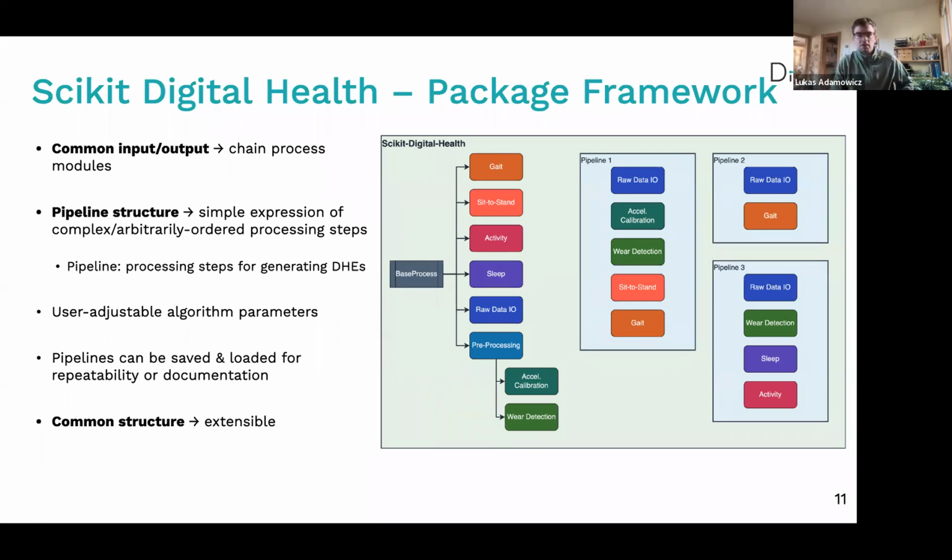But you can see on the right, SciKit Digital Health has all of those modules that we just talked about: Gait, sit to stand, the raw data process input and pre-processing. And then from that, you can create the pipelines as you need them. So we have 3 example pipelines where, depending upon what your needs are and what the input data is, it's very easy to just create a pipeline that matches your needs and does only the processing you need.